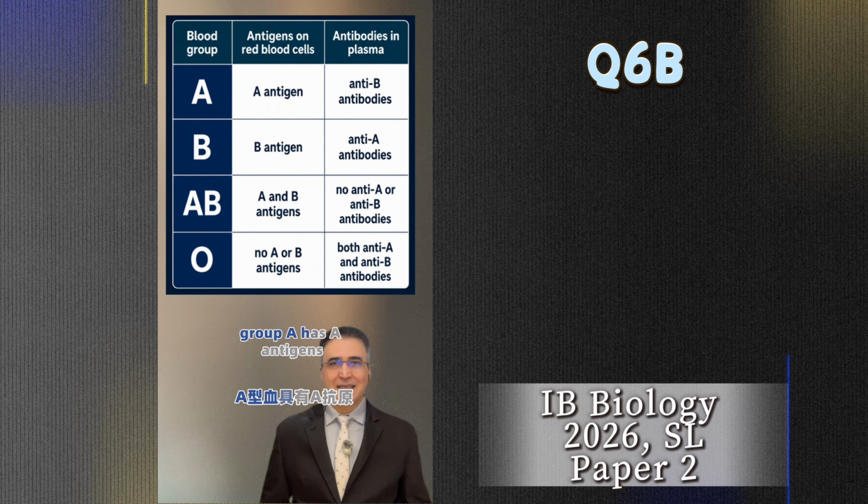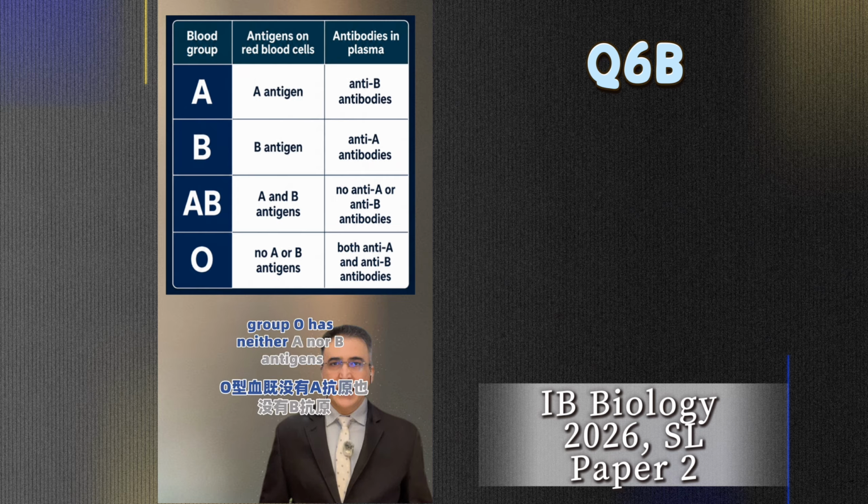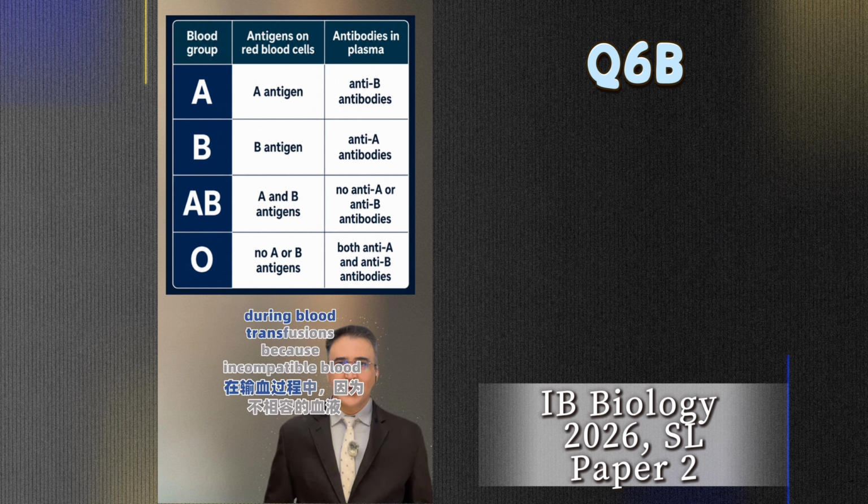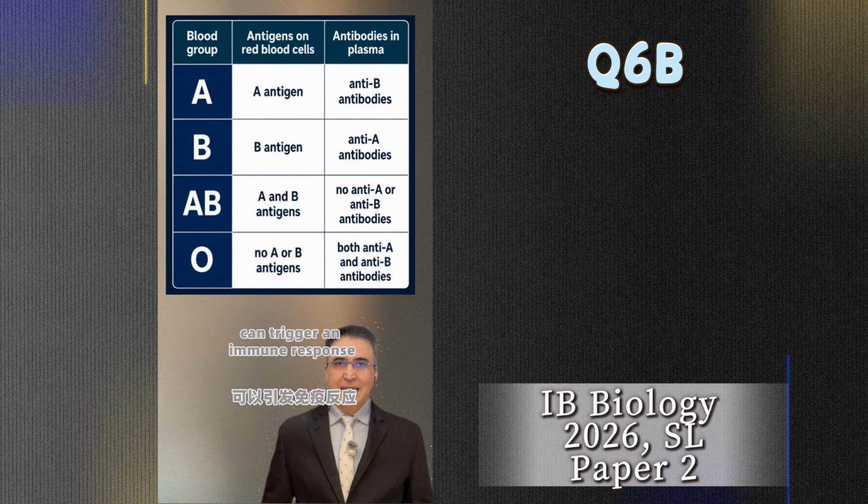Group A has A antigens. Group B has B antigens. Group AB has both A and B antigens. Group O has neither A nor B antigens. These antigens are inherited genetically and are important during blood transfusions because incompatible blood can trigger an immune response.